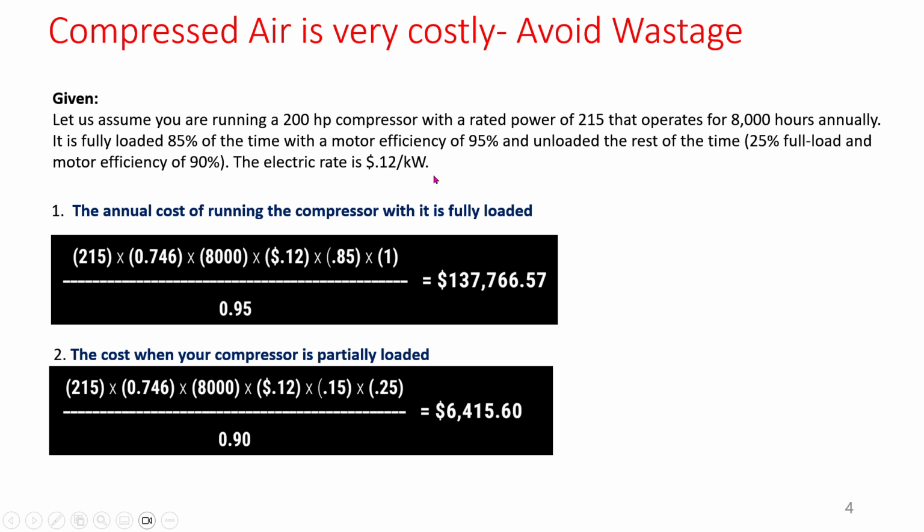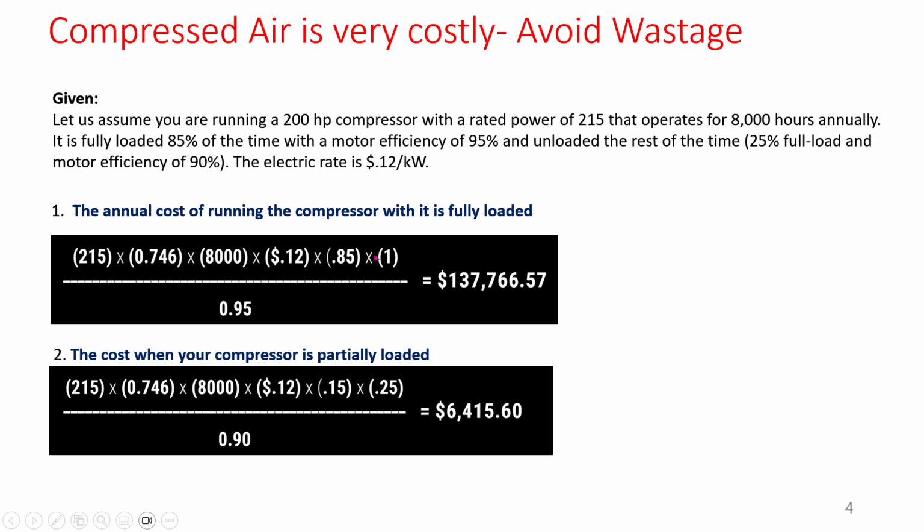That is more or less 70 multiplied by 70, around 8 rupees per kilowatt hour. So if you calculate the rated power, as I told you in the previous formula, you have to convert the HP into kilowatts, multiplying by 0.746. 8,000 is your running hours annually. The rate is $0.12 per kilowatt hour. 85% of the time it is running with full load.